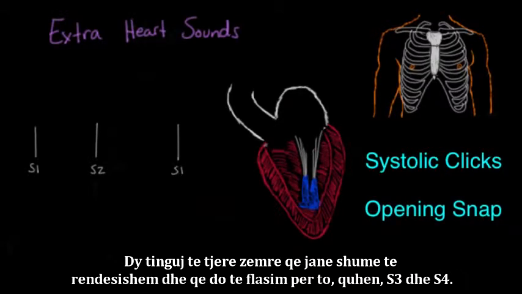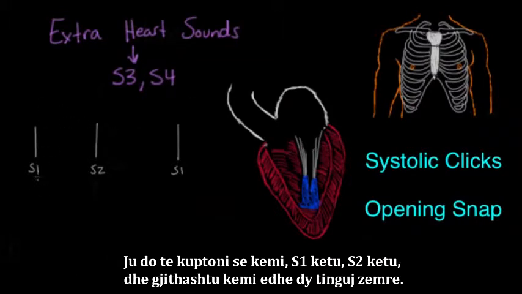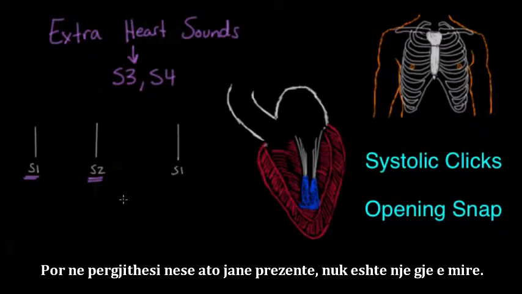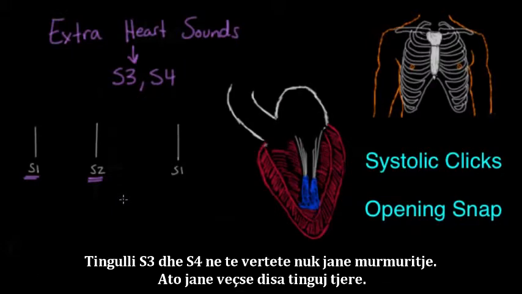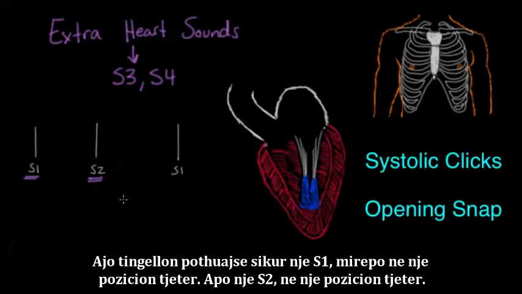The other two really important extra heart sounds that we're going to talk about are what are called S3 and S4. You'll realize that we have S1 here, S2 here. So these are the next two heart sounds. But generally when these are present, it's not a good thing. S3 and S4 are really not murmurs. They're just another sound. It almost sounds like another S1, but just in a different location, or another S2 in a different location.